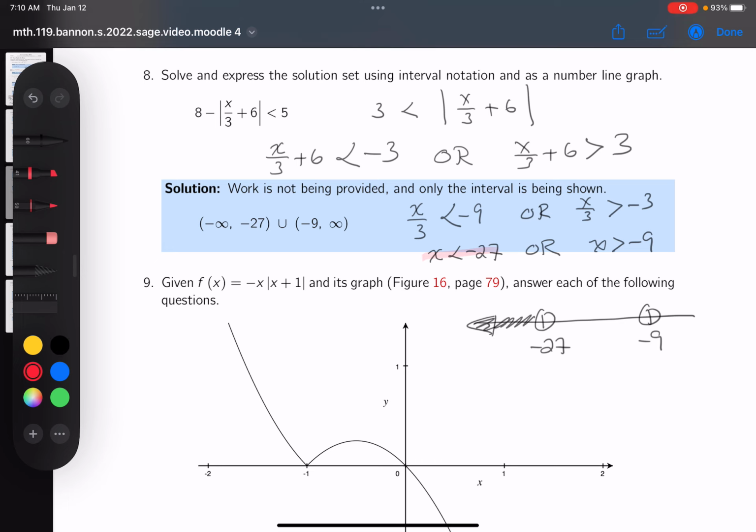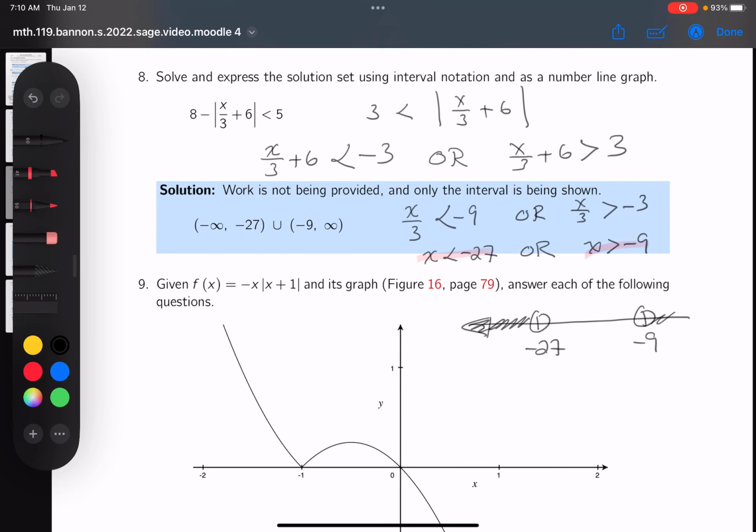What's the other one say? This says whatever x is, it must be greater than minus 9. What does that mean? To the right of minus 9. Put the intervals down. That's minus infinity up to minus 27. Do not touch it. Union, minus 9 off to infinity.